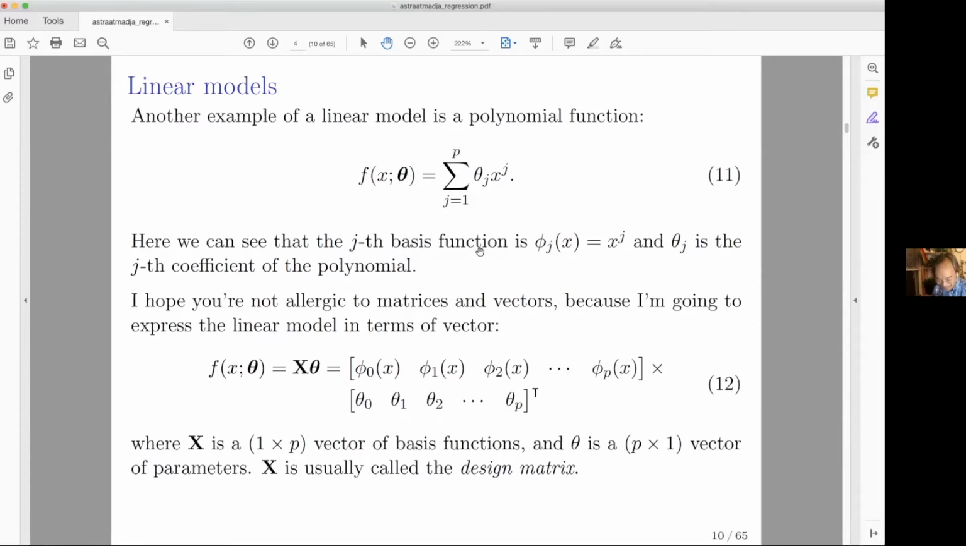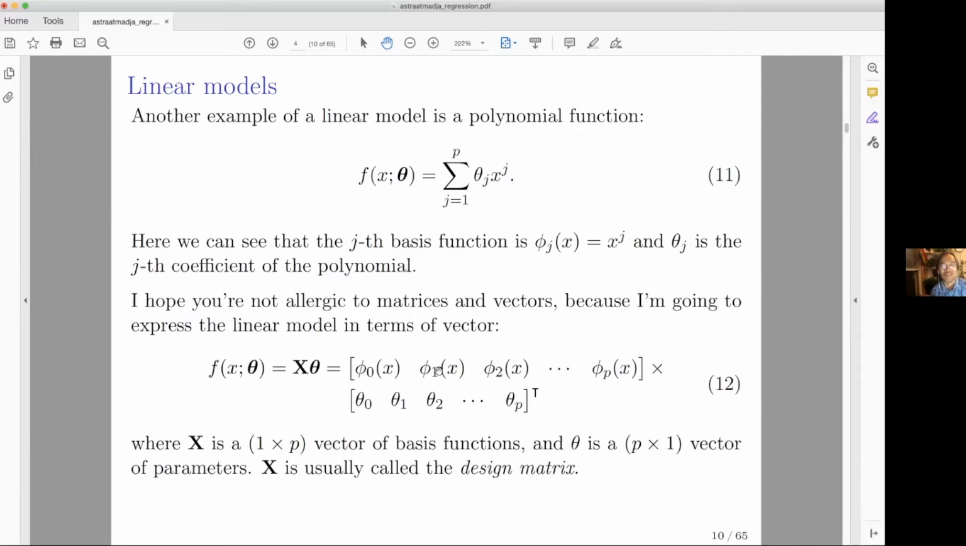Now, I hope you're not afraid of matrices and vectors, because I used to be very much afraid of thinking about matrices and vectors. I got nightmares about it. But I hope you're not like me.